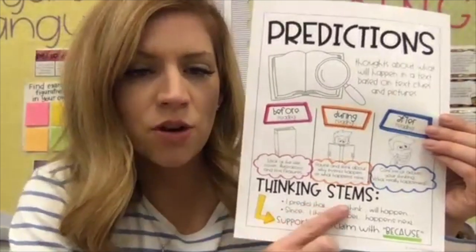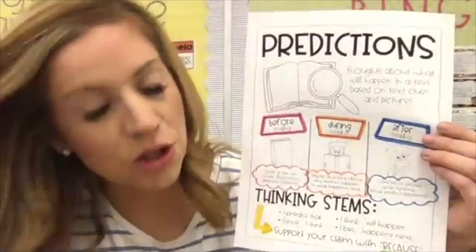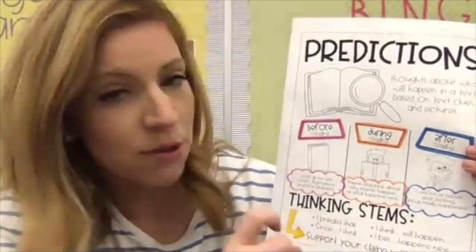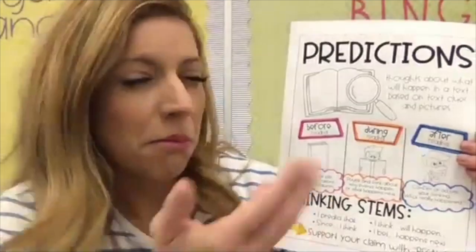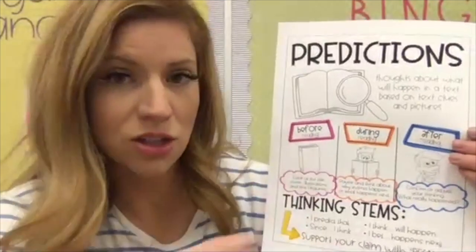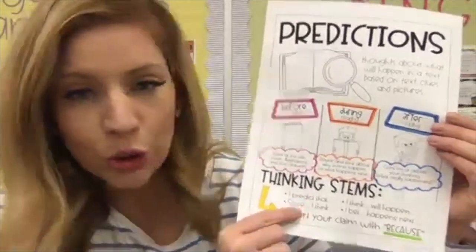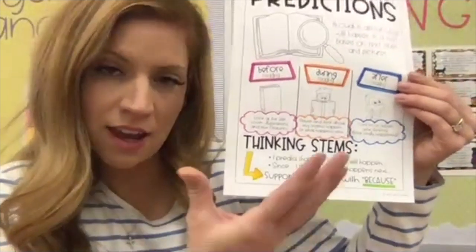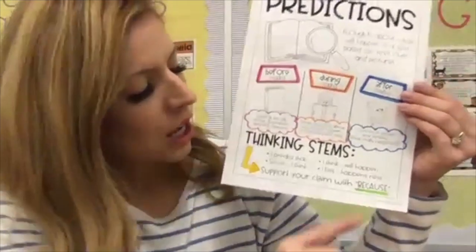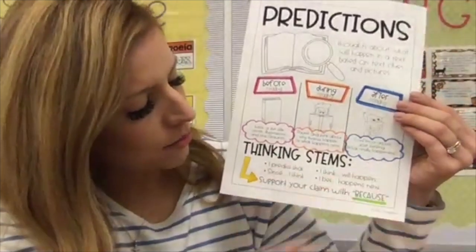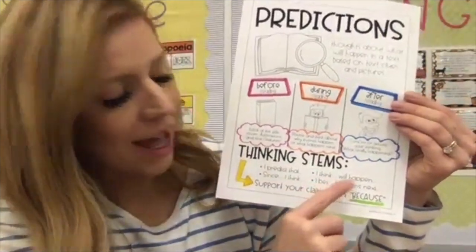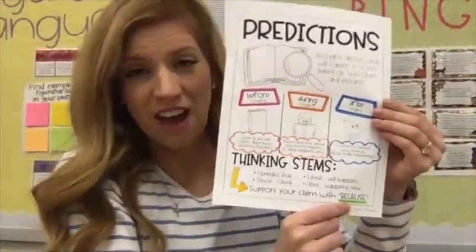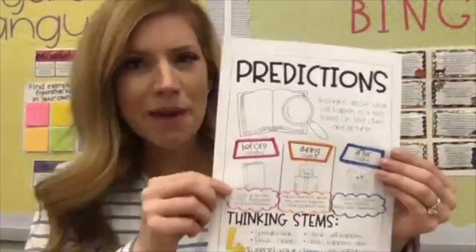And then lastly, we of course have our thinking stems. So if you're talking with your partner or you're writing out your predictions, you can use these stems. It says, I predict that since blank, I think blank. So this is when you're really using those clues in your reading. Since the text says this, I think blank will happen. And then I think this will happen. I bet blank happens next. And always support your claim with because. Tell me why you think that. Or tell your partner, what makes you think that?